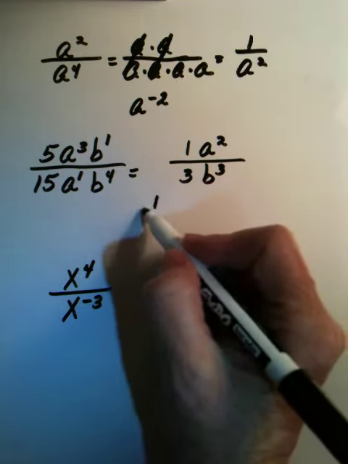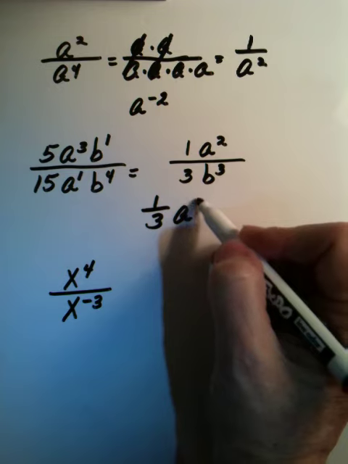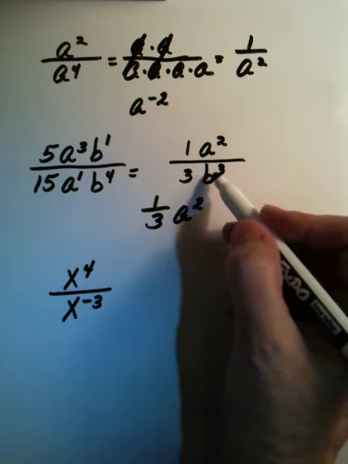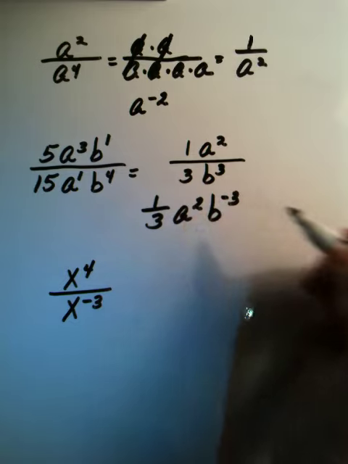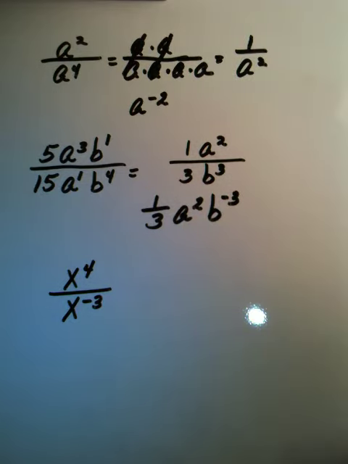Or you could write 1/3 a to the positive second. Because the b is on the bottom, you would put b to the negative third. Anything on the bottom has a negative exponent.